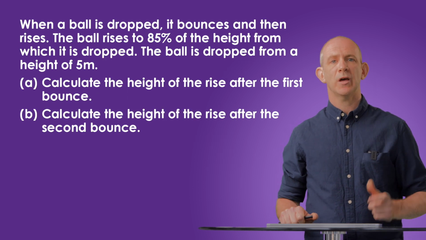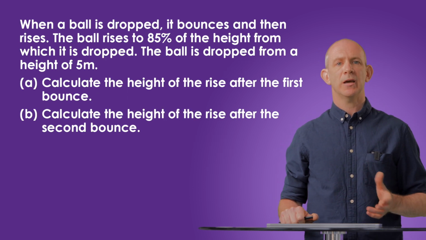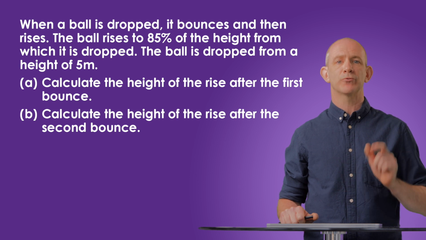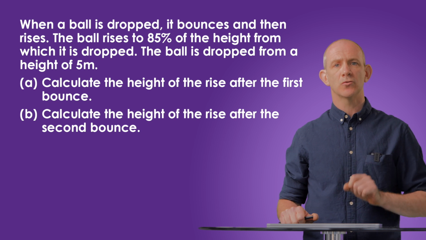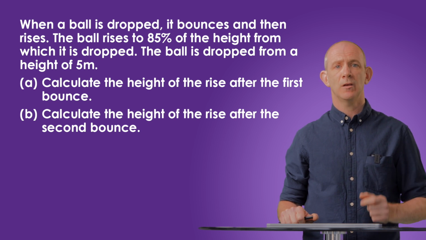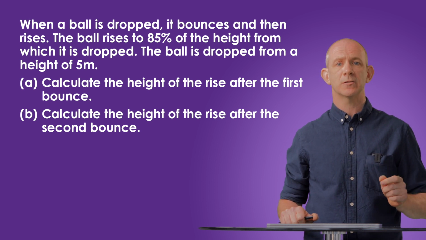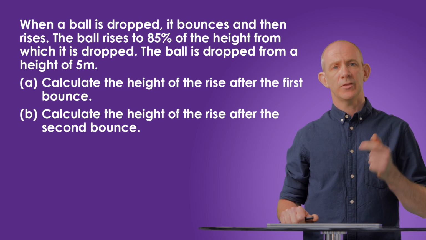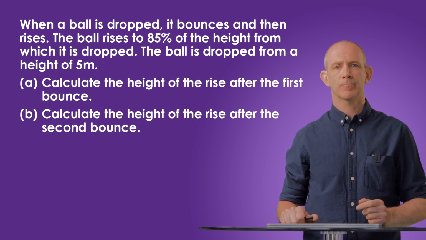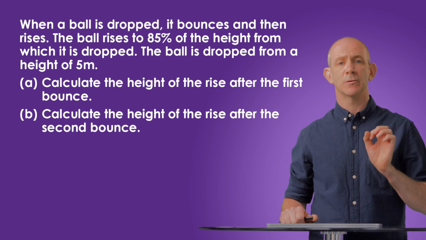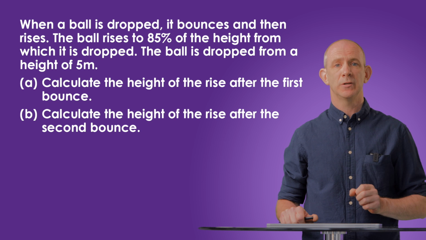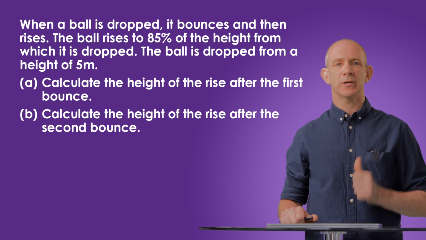In this question, we have a ball that's dropped, bounces, and then rises to 85% of the previous height from which it was dropped. The ball is initially dropped from the height of 5 metres, and we're asked to calculate the height of the rise after the first bounce, and then after the second bounce. In order to solve this, we need to recognise that we're going to be using depreciation or a decay model to calculate the height after each bounce.